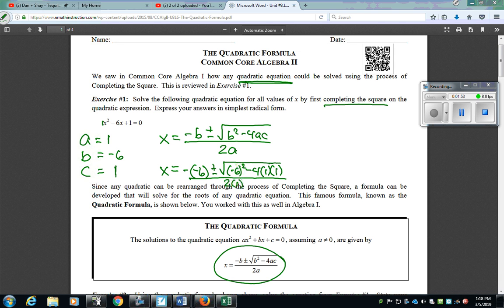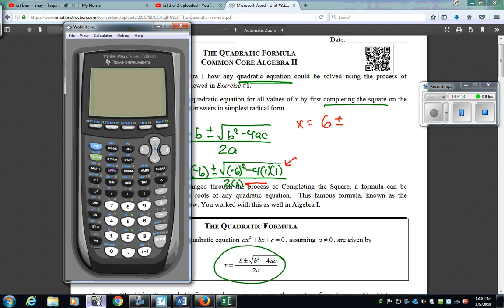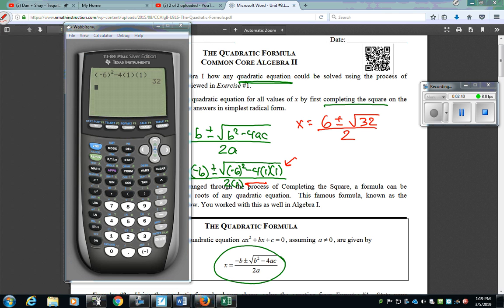Now, moving on from there, I'm going to simplify 3 parts to this formula. I'm going to simplify the part before the plus minus, the part under the radical, and the denominator. So I'm going to end up with, for this, 6 plus or minus. I will take my calculator and I'll plug in the part underneath the radical. So I got -6 squared minus 4 times 1 times 1. Okay. So I'm getting 32 for that. So 6 plus or minus radical 32 over 2.